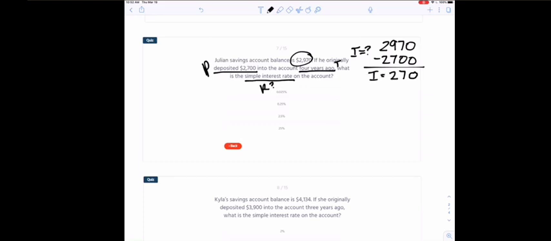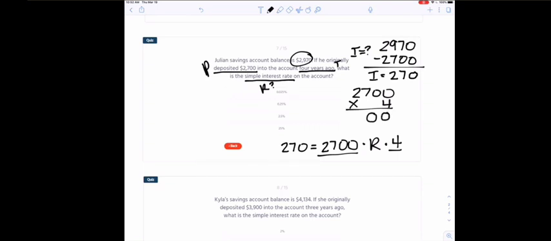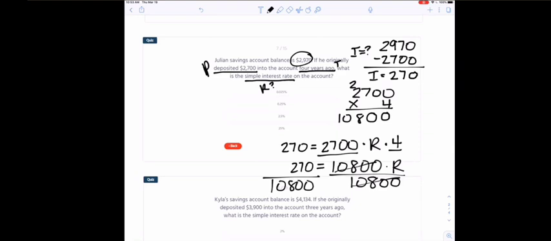So now that we have everything, let's plug it into our equation. So $270 is equal to $2,700, because that's what we start off with, that's our principal, times an unknown rate, times 4 years, okay? So first things first, let's do 2,700 times 4. 4 times 0 is 0, 4 times 0 is 0, 4 times 7 is 28, carry the 2, 4 times 2 is 8, plus 2 is 10. There are no decimals, there's nothing else, so we can leave it as 270 is equal to 10,800 times R. We divide by 10,800 so we can isolate the R, and when we do that over here, we get to eliminate a 0, which I love to do.